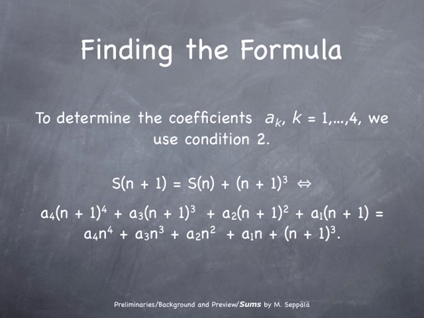the unknown coefficients ak. So we get that a4 (n plus 1) to the fourth plus a3 (n plus 1) cubed plus a2 (n plus 1) squared plus a1 (n plus 1) equals a4 n to the fourth plus a3 n cubed plus a2 n squared plus a1 n plus (n plus 1) cubed. This is simply the condition s at n plus 1 equals s at n plus (n plus 1) cubed written out in terms of ak.